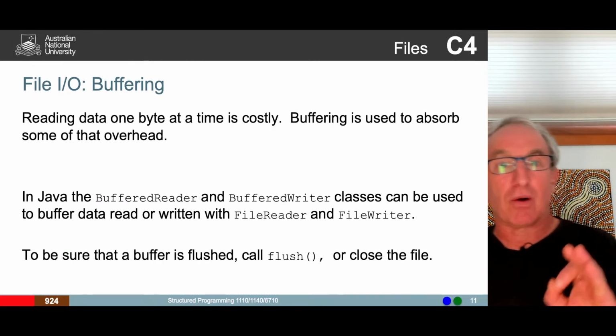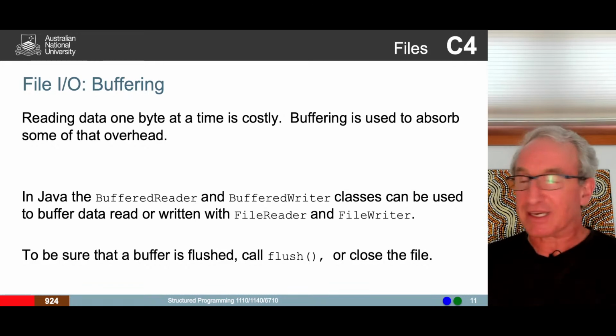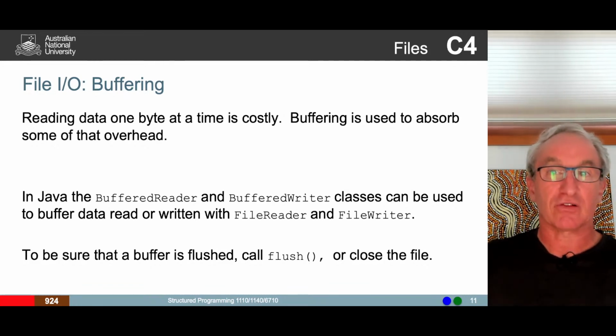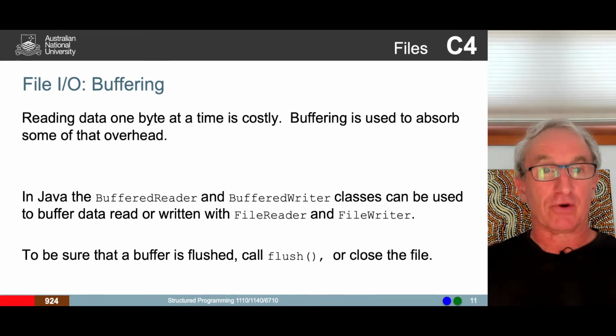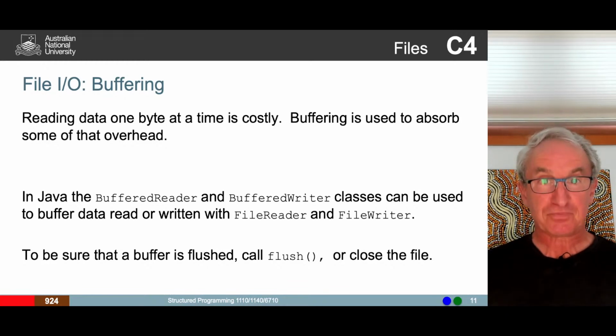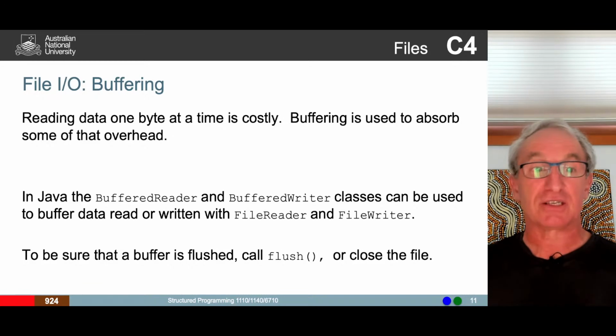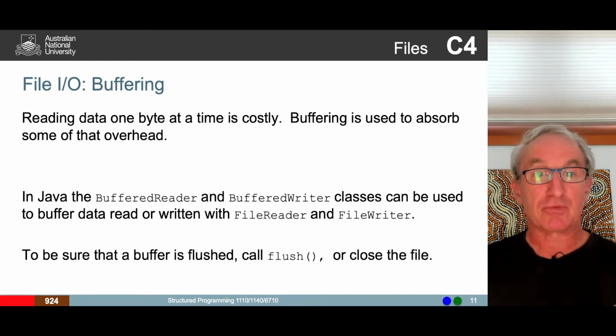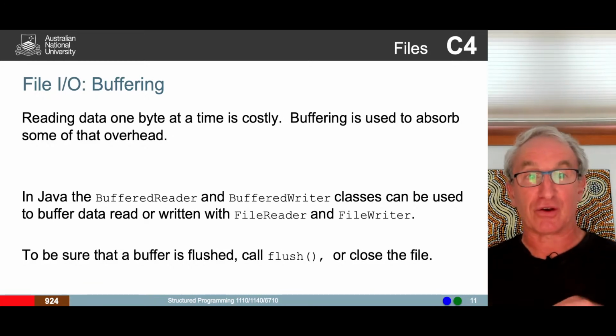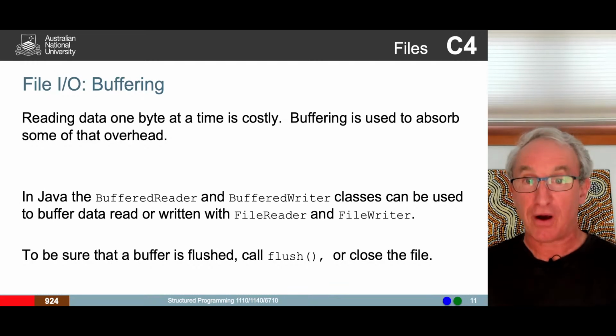So reading data 1 byte at a time is costly. That's like getting a drink from the refrigerator 1 drink at a time. Crazy idea. So we use buffering to absorb some of that overhead. Okay? So in Java, we've got a thing called the BufferedReader and the BufferedWriter class, which can be used to buffer data that got read or written by the FileReader or the FileWriter.